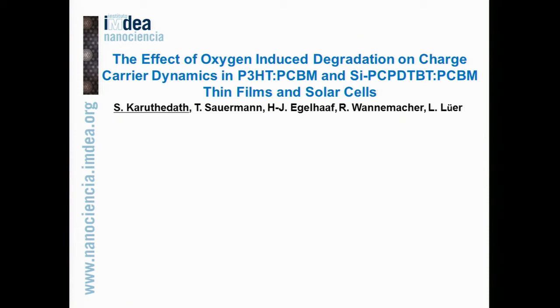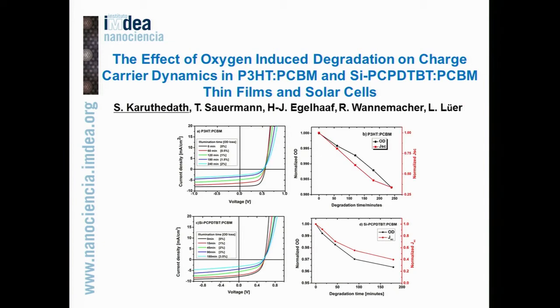Well, the motivation behind our study is, you can see after photodegradation in synthetic air conditions, like 80% nitrogen, 20% oxygen, and 0% H2O, that after 240 minutes of illumination, we are losing almost 60% of our current in P3HT and almost 70% or 60% in silicon PCPDTBT.